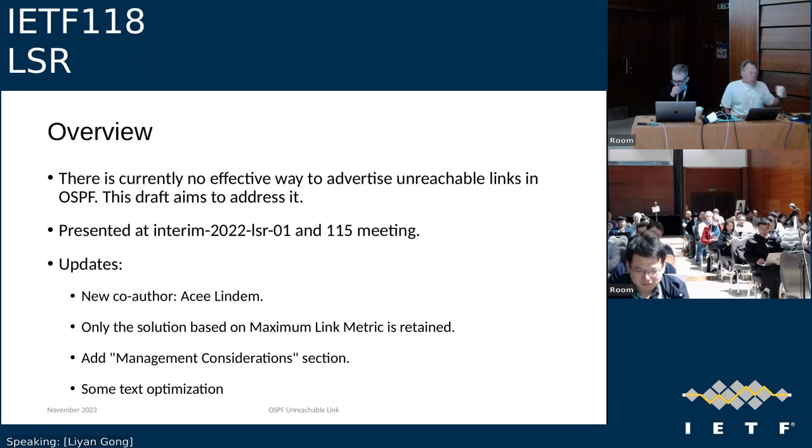The first one: through the comparison from all aspects, we think the solution based on the maximum link metric is better. So we focused further on this solution and deleted the other solution from the draft. The reason we will illustrate in the following page. The second one: we add a new section, management considerations for the scenario of low speed and high speed link mix. And the third update: we have optimized some text in the draft, including some grammar and vocabulary correction.